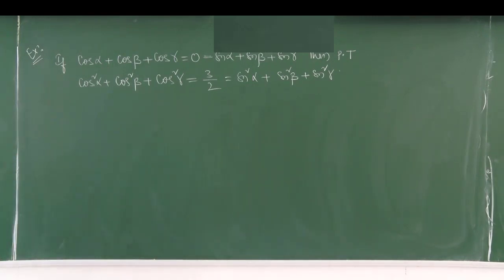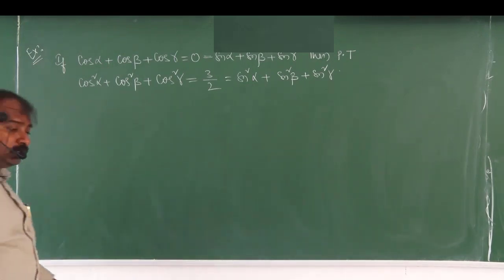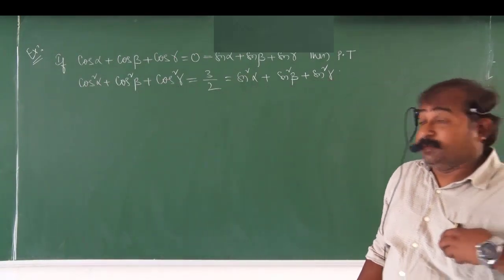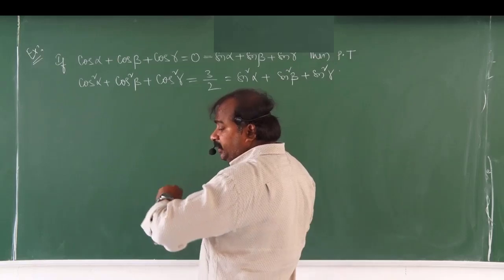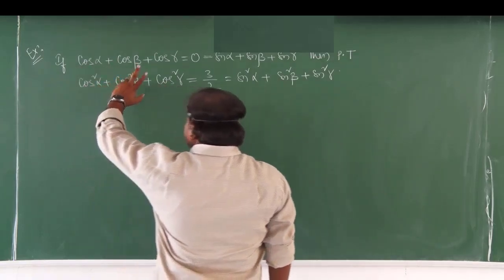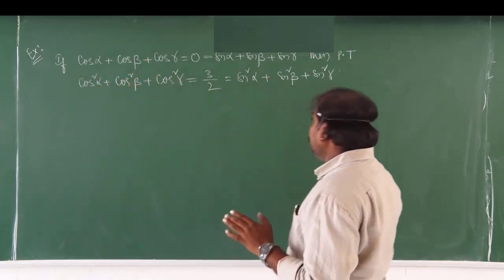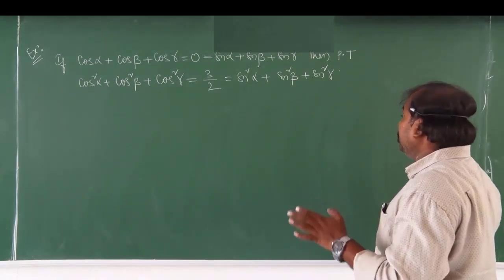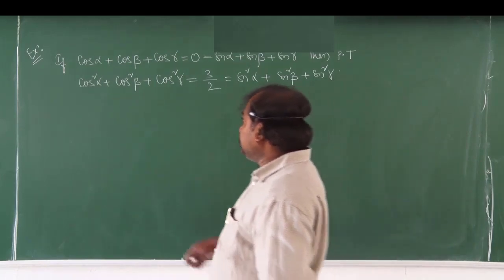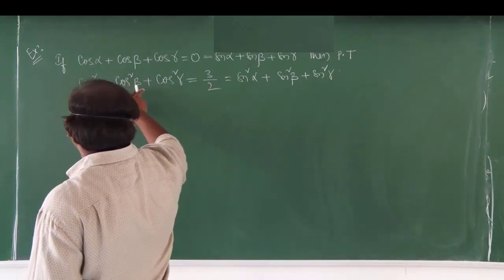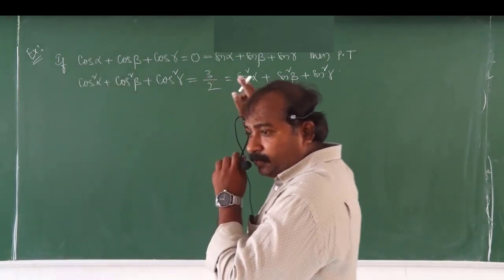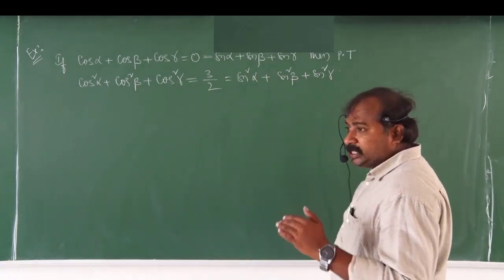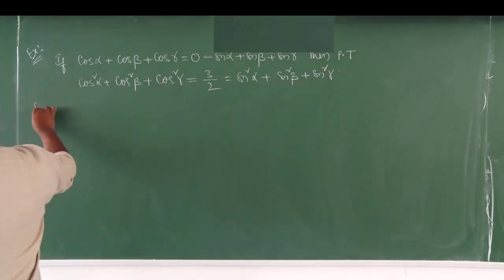This is also based on the De Moivre's theorem. Even from a competitive point of view, this kind of problem is important, so listen. By the data, cos alpha plus cos beta plus cos gamma equals 0, which equals sin alpha plus sin beta plus sin gamma, then prove that cos square alpha plus cos square beta plus cos square gamma equals 3 by 2, which equals sin square alpha plus sin square beta plus sin square gamma. Listen all of you.